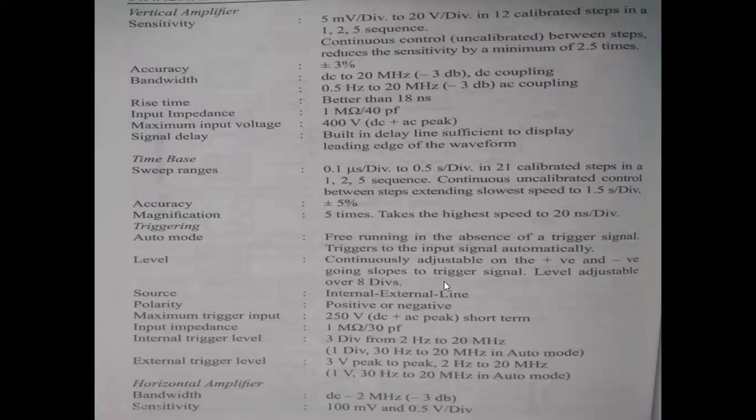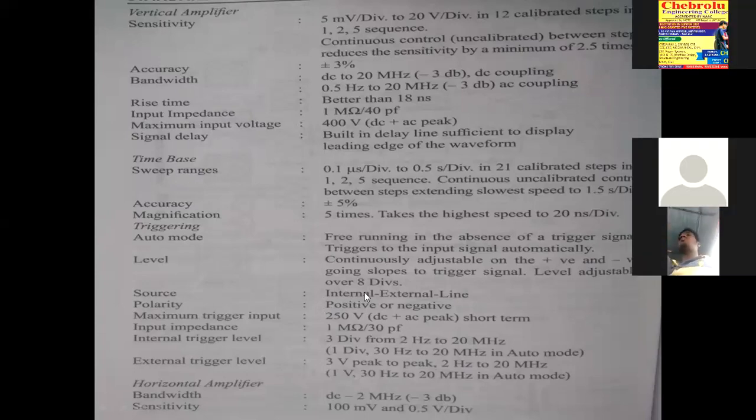Level is continuously adjustable on the positive and negative going slopes of the trigger signal. Level adjustable over 8 divisions. And source is internal, external and line. So trigger, we have 3 options. Line, we apply using an external transformer. For the internal, it is connected to the vertical amplifier section.